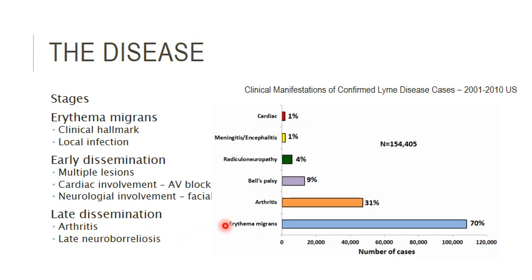When we look at the actual clinical manifestations, look at the percentage of each one. You can see meningitis, encephalitis, and the cardiac AV block issues. Those are at the lower end, 1%. That's good, right? Those are pretty bad. However, radicular neuropathy, Bell's palsy, those now we're starting to creep up.